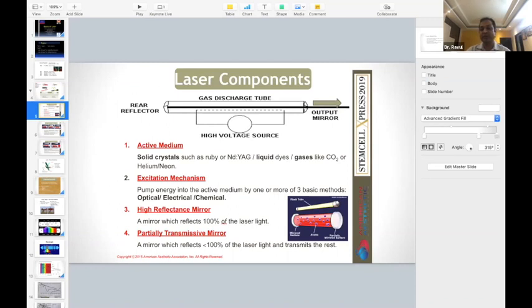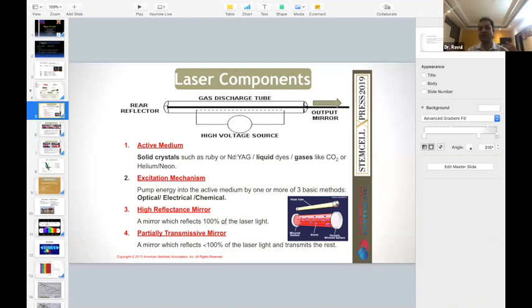Important to understand is, how does the laser get generated? Because we hear endovenous laser, KTP laser, all those lasers, but what's the difference? On the top of this diagram, there is a high voltage source outside the tube. The source could be anything: a chemical, a diode, or another laser, anything which will excite the atoms present inside this gas discharge tube. This tube can contain anything, what we call an active medium. If you have solid crystals, it's called a solid laser.